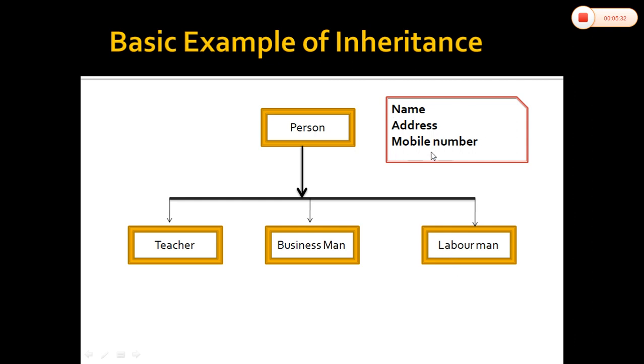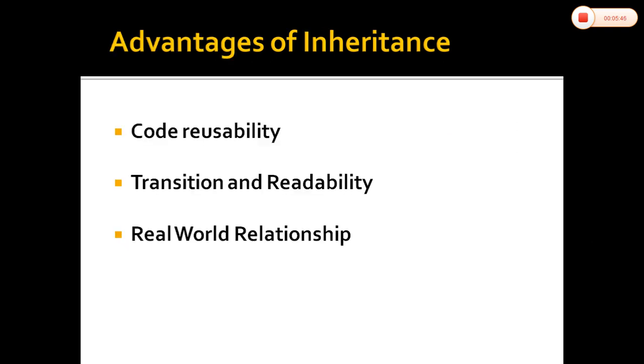In order to inherit these three properties in all the three classes, we can make use of this process which is called the inheritance process. And this is one small example that I can give for the inheritance process here. Okay. So the next is the advantages of inheritance. What are the advantages of inheritance?